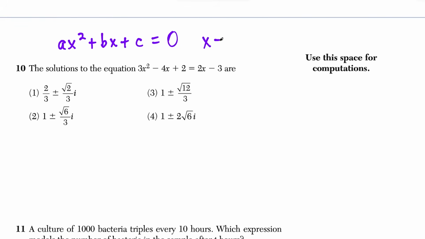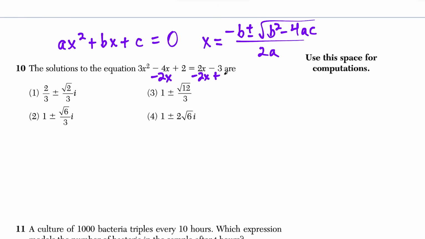That way we could use the quadratic formula and just do x equals negative b plus or minus the square root of b squared minus 4ac all over 2a. And to do this, what we're going to do first is subtract 2x on both sides. And then we're also going to add 3 to both sides. Okay, so we're going to do minus 2x on both sides and then plus 3 on both sides.